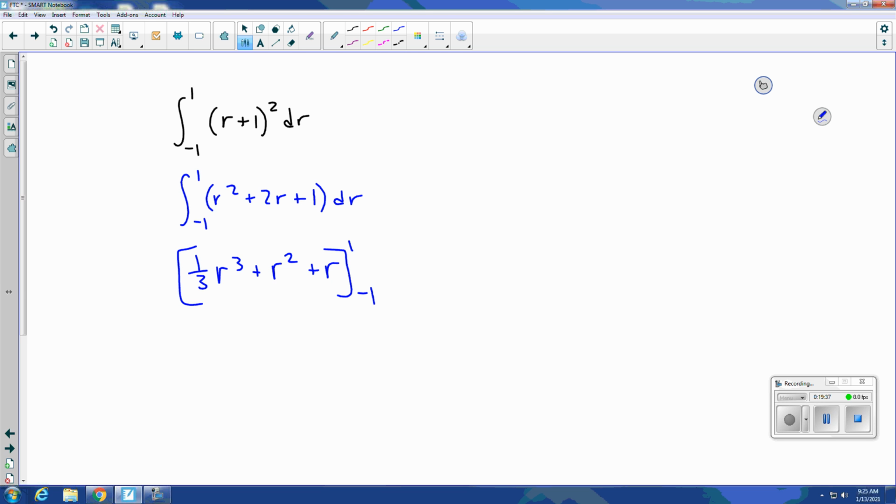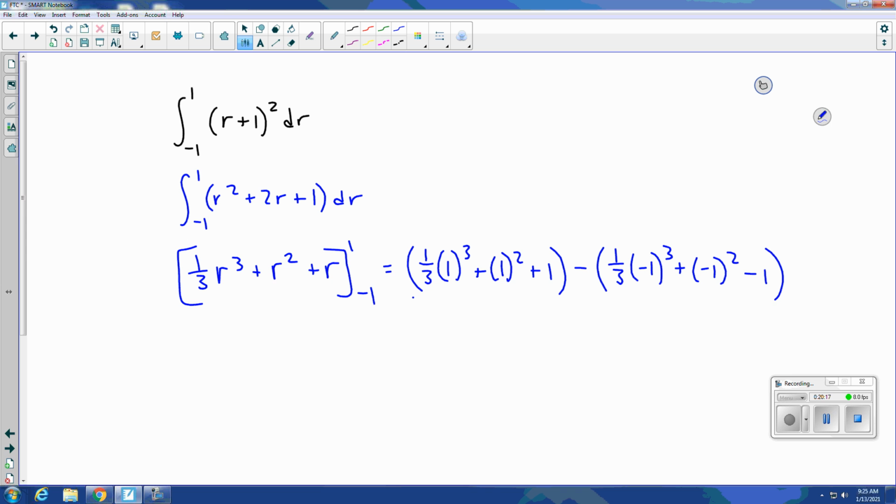Now, just to make sure that this antiderivative is correct, if we take the derivative of that, we should get what we have inside here. So taking the derivative, 1/3 r cubed is 3 over 3 r squared, so that's good. And then 2r and then 1. So this checks out, so let's evaluate. So here we have 1/3 becomes 1 cubed plus 1 squared plus 1, minus, at the lower bound, 1/3 negative 1 cubed plus negative 1 squared minus 1.